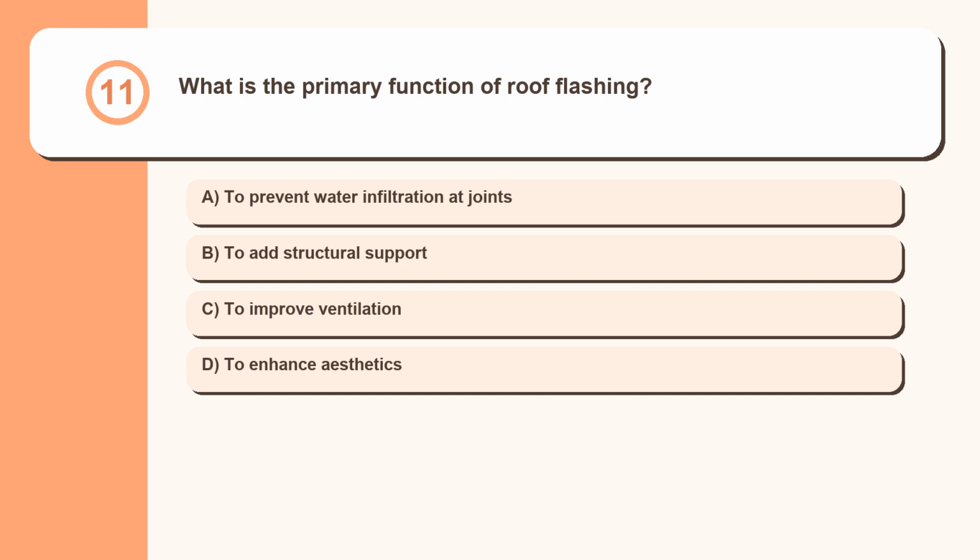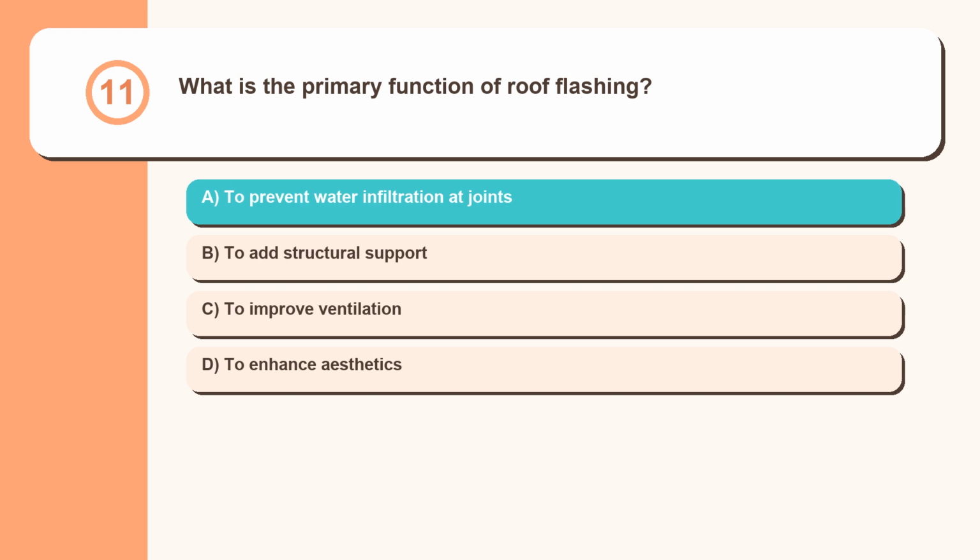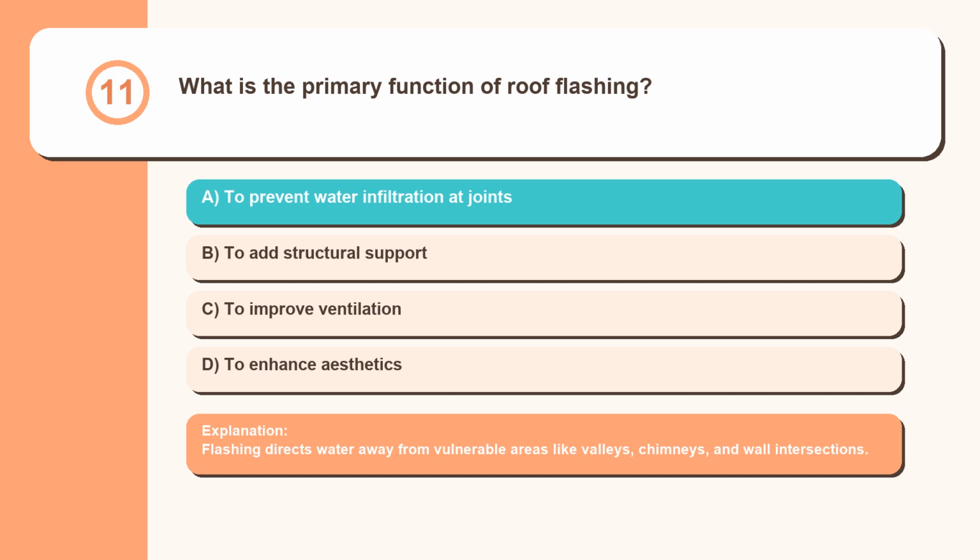Question 11. What is the primary function of roof flashing? To prevent water infiltration at joints, to add structural support, to improve ventilation, to enhance aesthetics. Flashing directs water away from vulnerable areas like valleys, chimneys, and wall intersections.